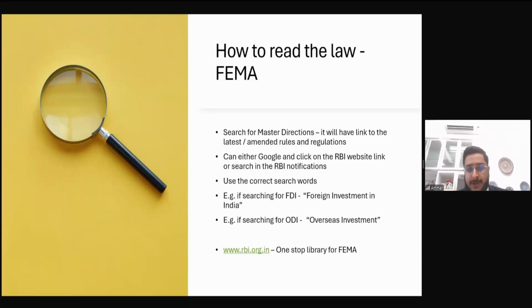So now there are two options. One, our very own Google, or secondly, we can go to the RBI portal and check it out. So we just go to the RBI portal and check it out. And if you put the search words properly, it's easy to find out. Suppose we try to look at FDI and we try to look at ODI.